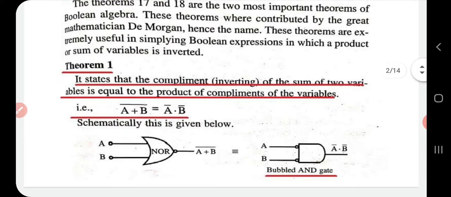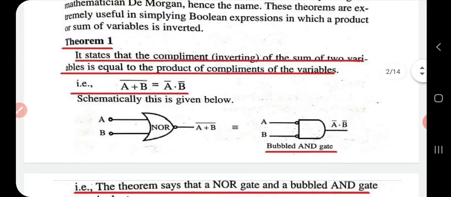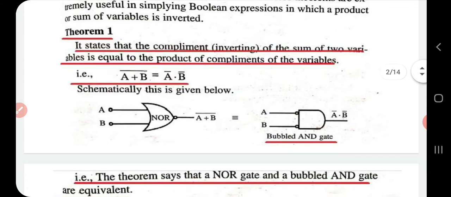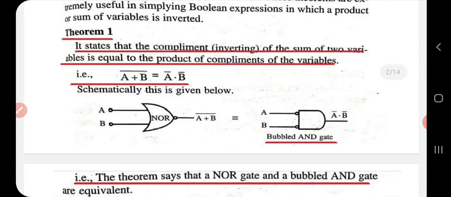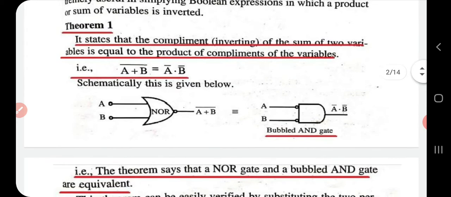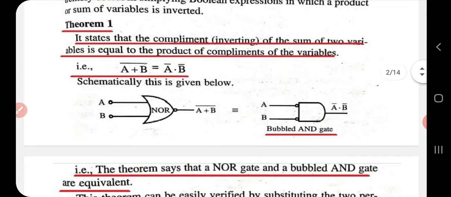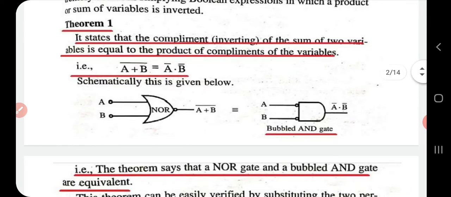So the first theorem, De Morgan's theorem 1, states that the complement, or inverting, of the sum of two variables is equal to the product of the complements of the variables. That is, (a plus b) the whole bar equals a bar dot b bar. That's the statement: the complement of the sum of two variables a and b is equal to the product of their complements.